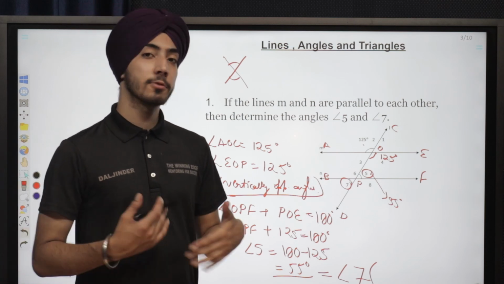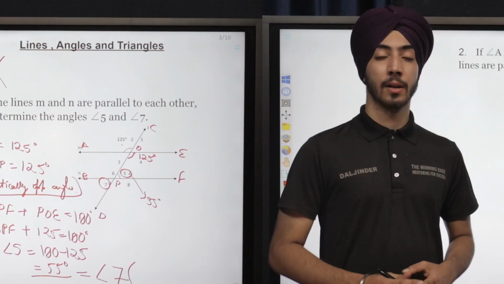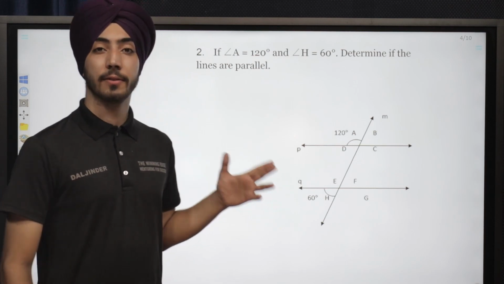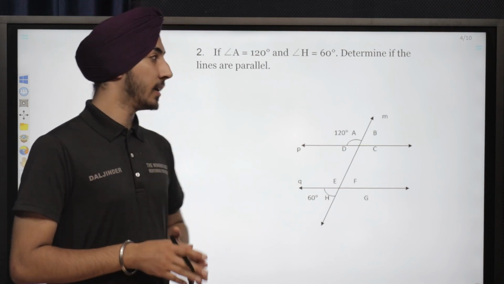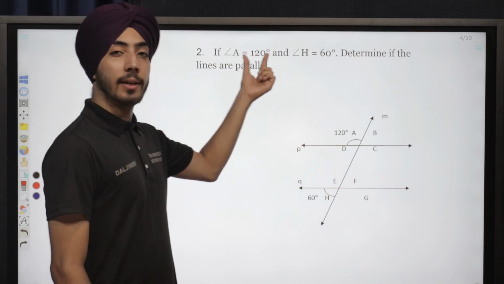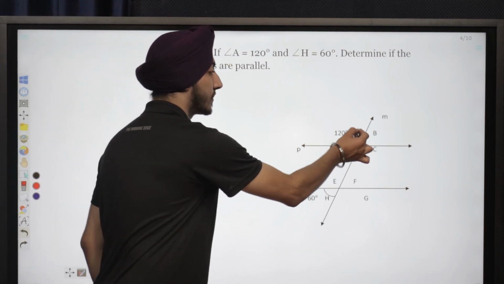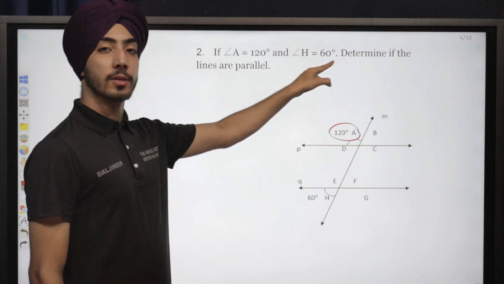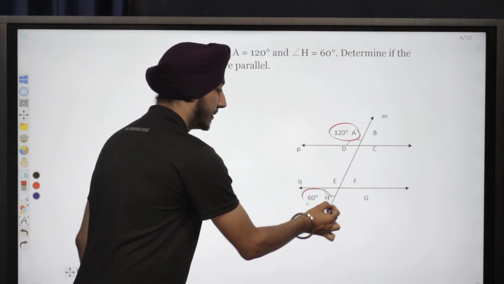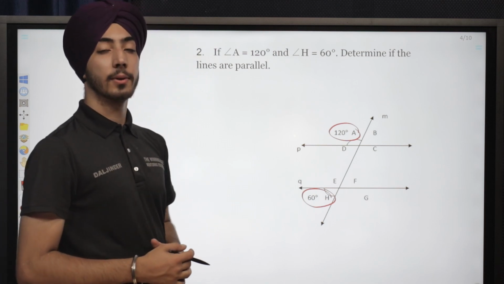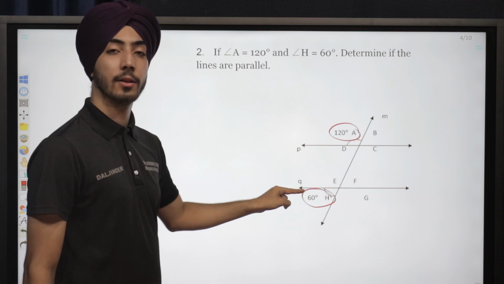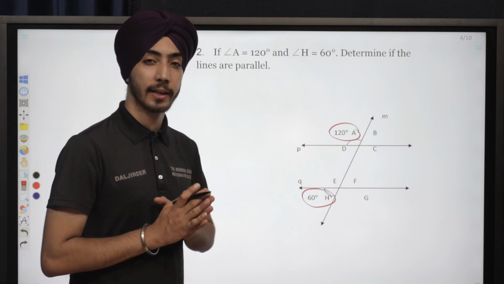Okay, now let's look into the next question. Okay, now students, let's look at question number 2. Question number 2 is actually reverse of question number 1 we just did. How? Let's see. It is telling you that angle A is 120 degree, that this particular angle is given to you as 120 degree, okay? And angle H is given 60, so this angle is 60 here. What is it asking you? It is asking you determine if the lines are parallel, that is line P and line Q are parallel or not. This is what we have to find.